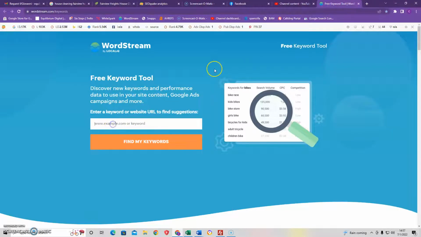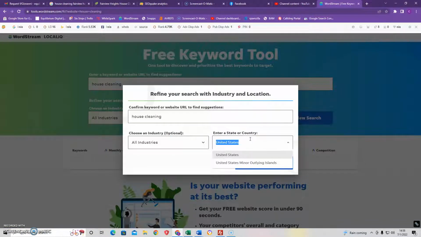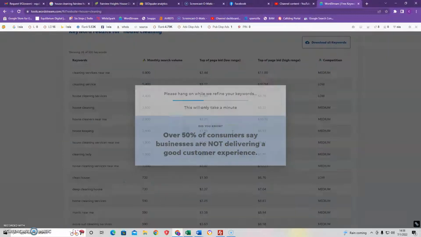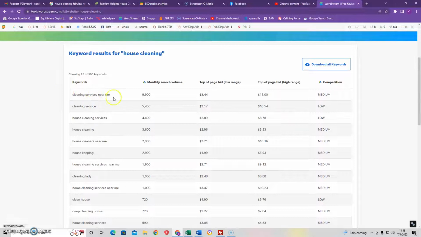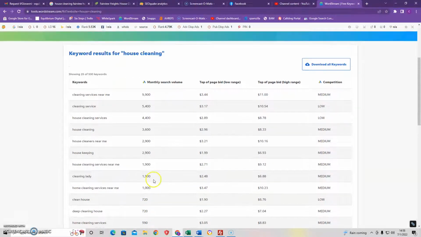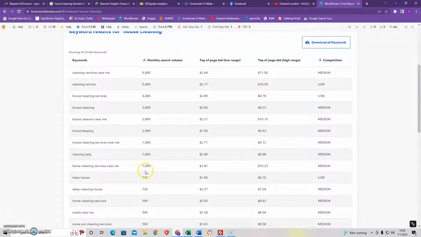I pulled this tool up right here to show you. We'll just do house cleaning, and we'll do find my keywords, and then we'll make it Illinois specific. I know it's the whole state, but it'll give you an understanding of just how many searches in Google we have. House cleaning or cleaning services near me, 9,900, cleaning service 5,400, house cleaning service 44. So right here alone, you have over 20,000 searches. Now, I know we're talking more specifically about Southern Illinois, but that just gives you a rough estimate of how many searches are going on a day.